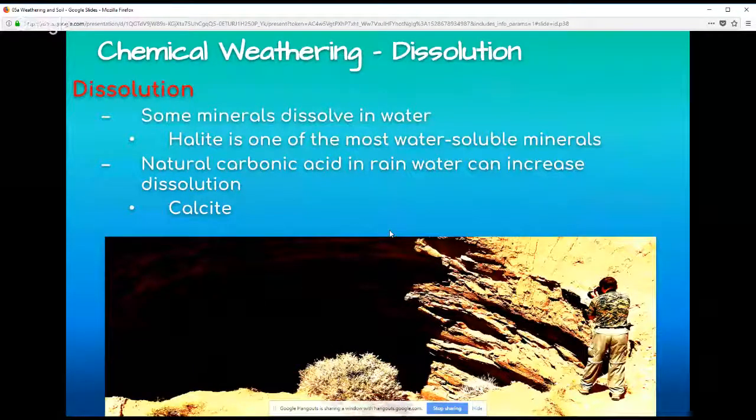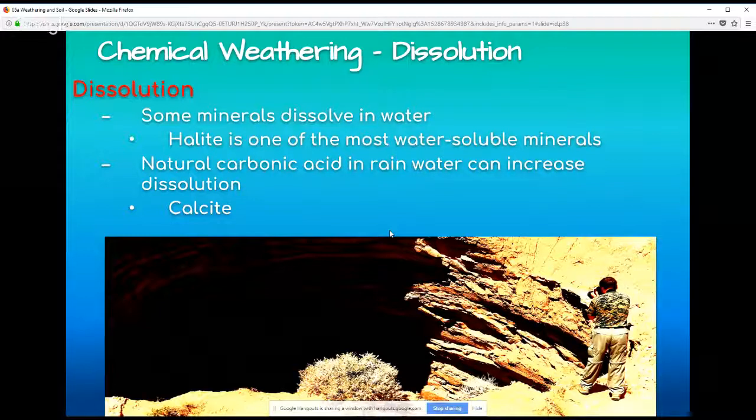One of the ways you can chemically weather is through the process of dissolution. And that's where you dissolve your minerals in water, creating free ions, charged atoms floating in the water. A great example is mixing salt crystals into water. I'm sure we've all done this, or with sugar as well. You dissolved salt or sugar in water. Halite, which is rock salt, sodium chloride, is one of the most water-soluble minerals.